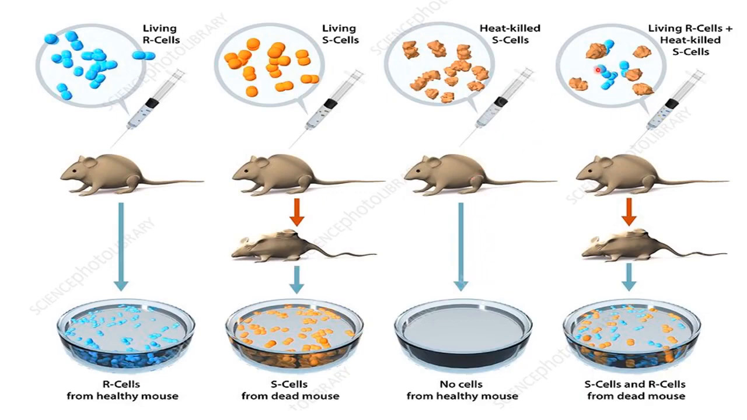Next, he mixed this heat killed S strain with the R strain of the same bacteria and injected this mixture in the mice. And surprisingly, because individually R strain and heat killed S strain are not able to cause pneumonia in the mice or to kill the mice, but when these are combined and injected in the mice, the mice were dead.